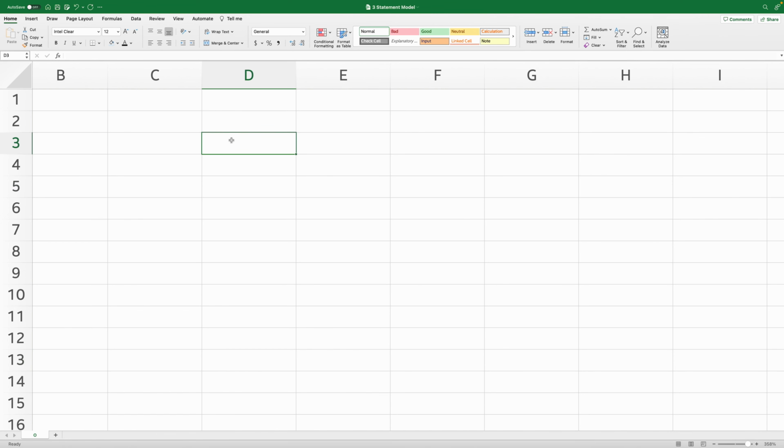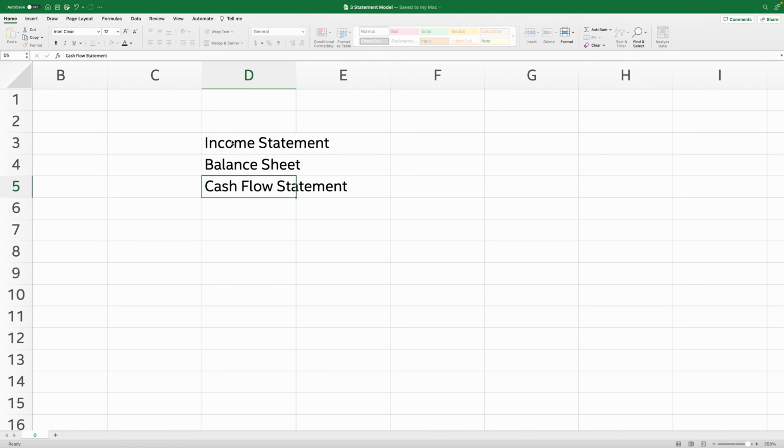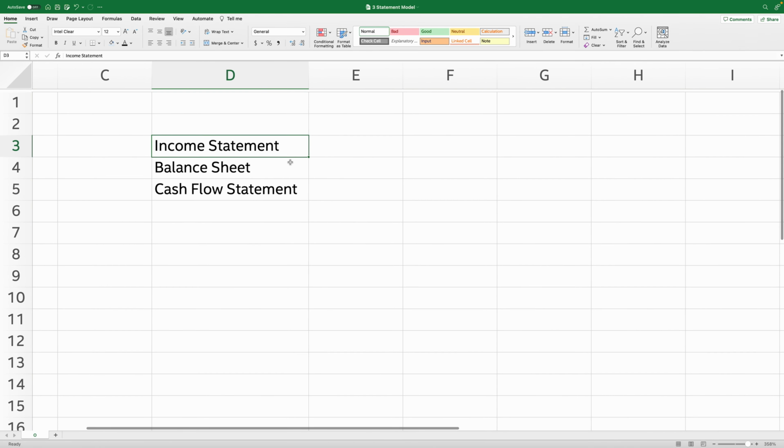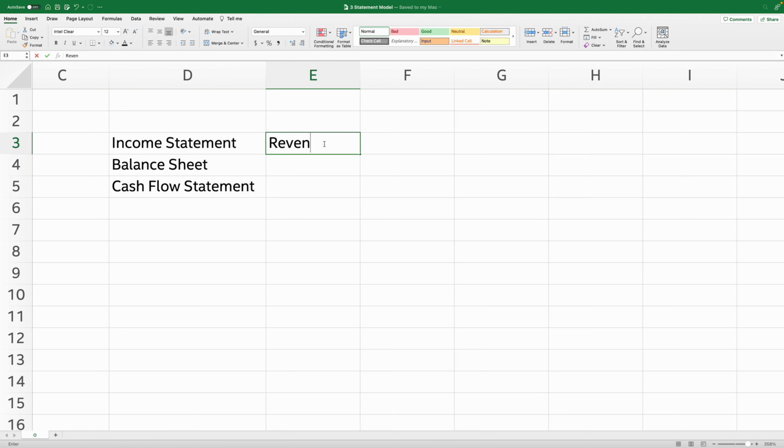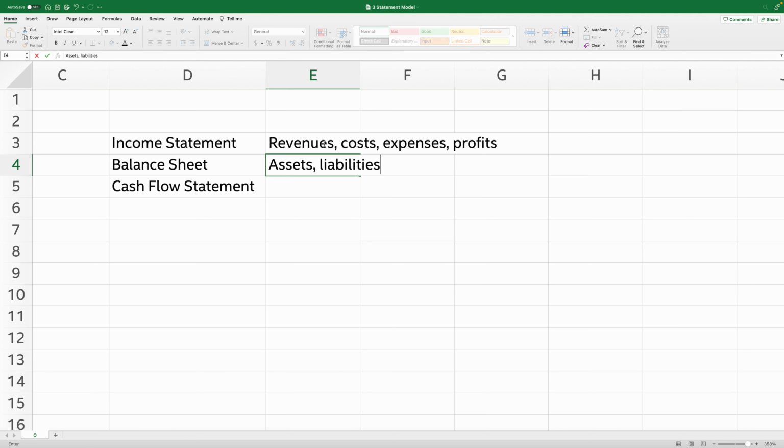So the main 3 statements: income statement, balance sheet, cash flow statement, or statement of cash flows. Income statement is also called a statement of operations. So this shows revenues, costs, expenses, profits. Balance sheet shows, I just keep it simple, assets, liabilities, and equity. Then the cash flow statement shows changes.